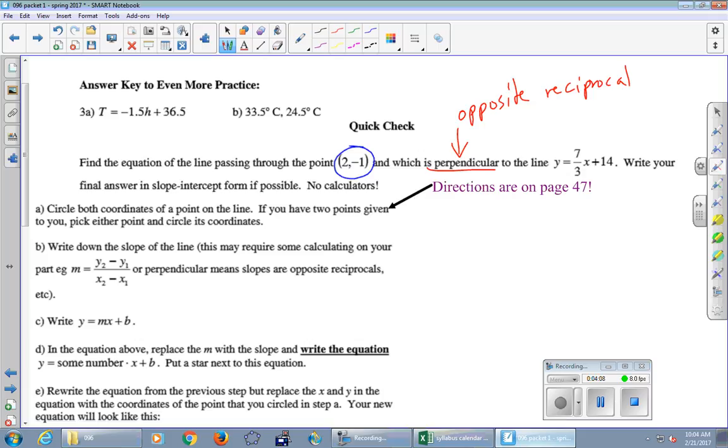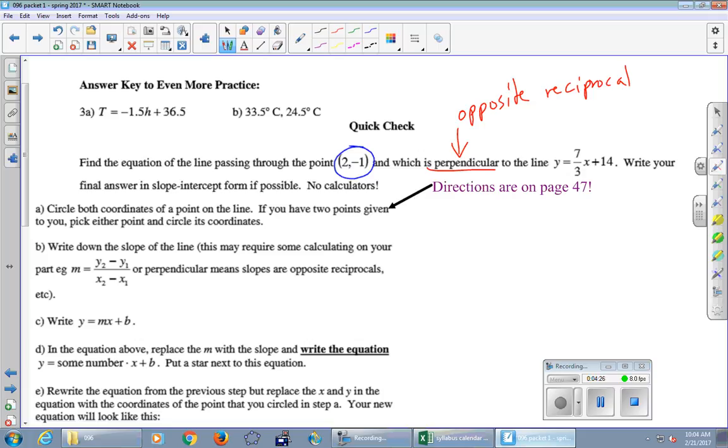Remember, opposite just means different signs. Some people write negative reciprocal, which is totally correct, but I don't like using the word negative there because I think that might imply that the slope you're looking for is always a negative number, but it's not. It's just the opposite sign of whatever the starting slope is.